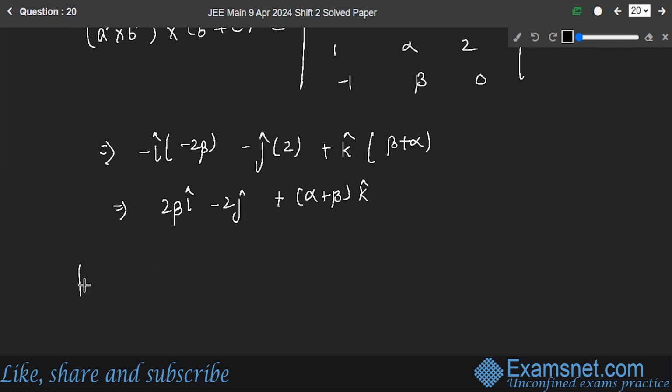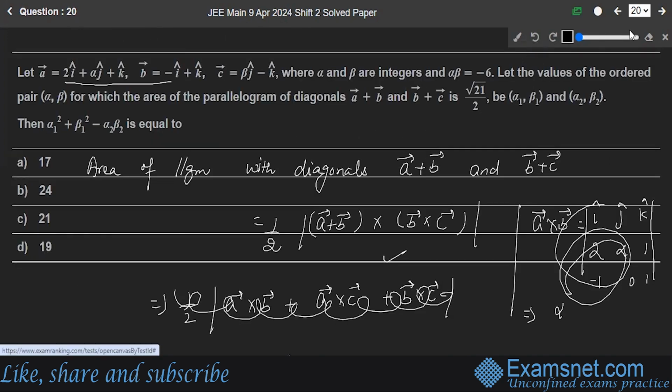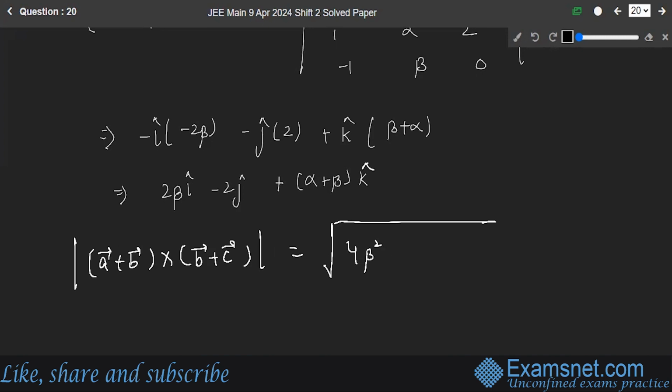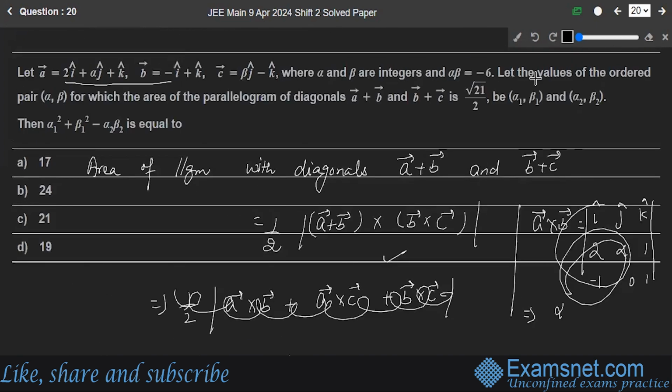And the magnitude of, sorry, it was A plus B cross B plus C. That will be equal to 4 beta squared, 4 and alpha plus beta whole square. Now in the question you are given that this is equal to root of 21 upon 2.